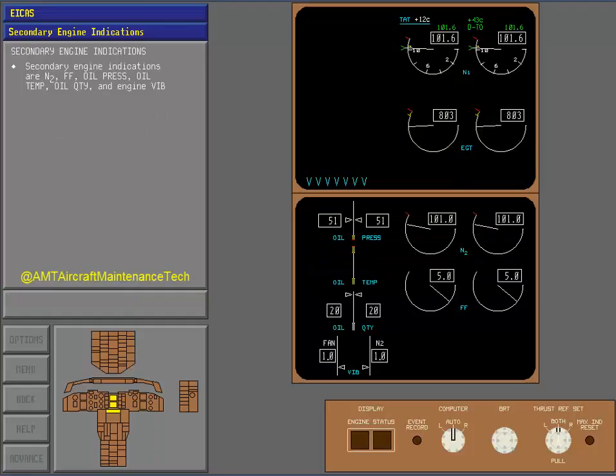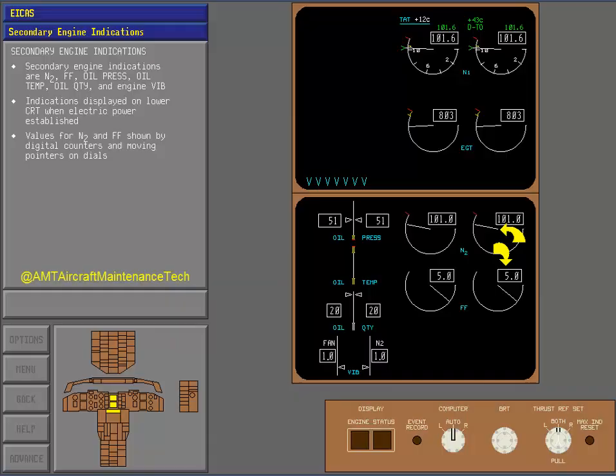The secondary engine indications are N2, fuel flow, oil pressure, oil temperature, oil quantity, and engine vibration. Like the primary indications, they are displayed automatically when electric power is initially established. These indications are located on the lower CRT. Values for N2 and fuel flow are shown by digital counters and moving pointers on round dials. Values for the other secondary indications are shown by digital counters and moving pointers on vertical displays.